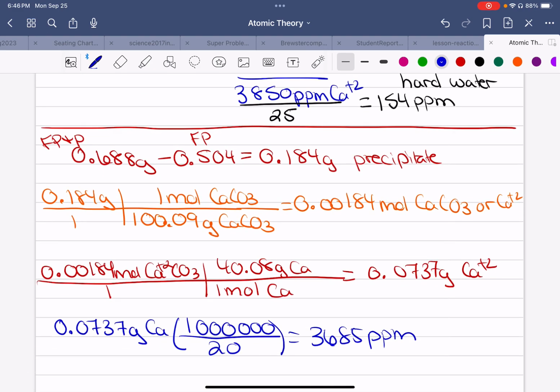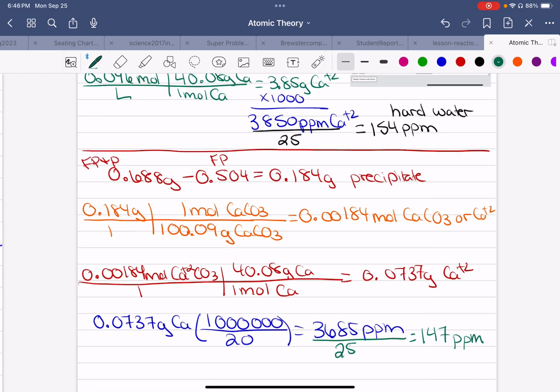Okay, so look at those numbers. They're fairly consistent. So I'm going to do the same thing I did earlier. I'm going to divide by 25. And I'm going to get 147 parts per million for my sample size. So based on this, the two tests are similar.